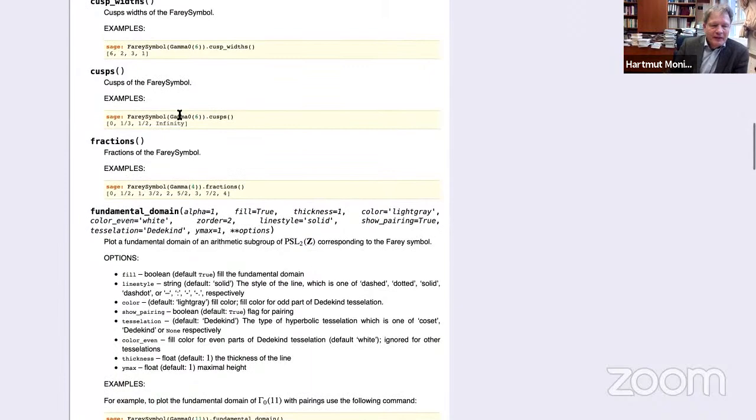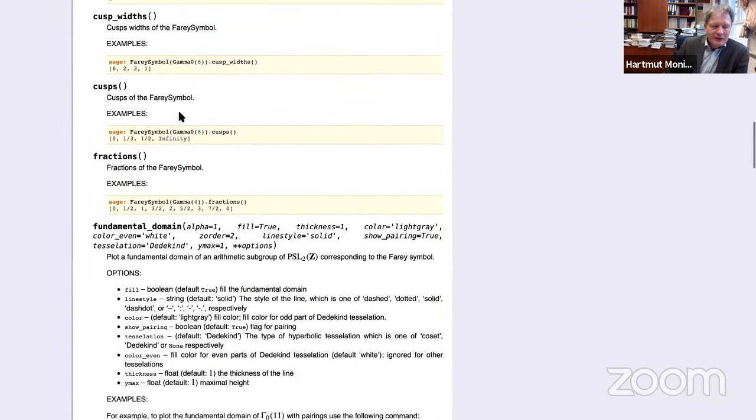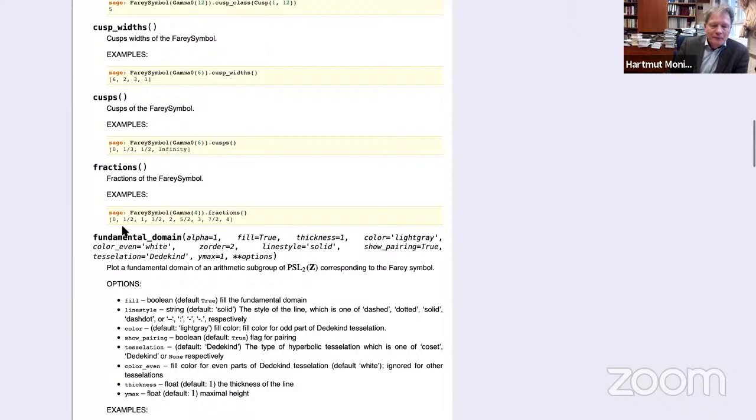Now, fractions is more than the cusps. They belong to a particular kind of cusp class. So the fractions of the Farey symbol are basically the points at which the fundamental domain touches the real axis.